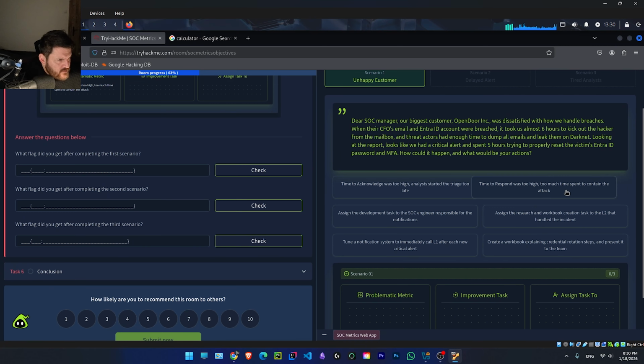Time to respond was too high, too much time spent to contain the attack. Time to acknowledge was too high, the analyst started the triage too late. Assign the development task to the SOC engineer responsible for the notification system to immediately call L1 after each critical. Time to respond was too high, too much time spent to contain the attack. Assign the resource workbook creation task to level 2 that handled the incident.